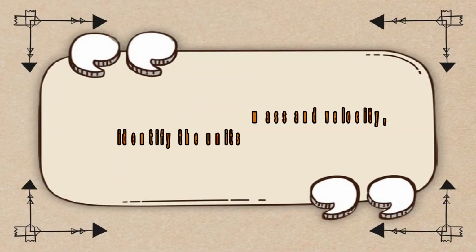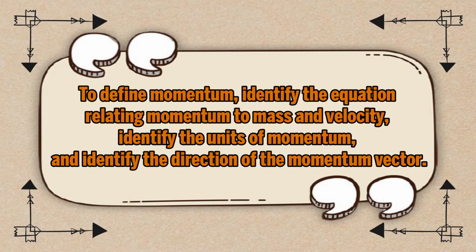But before we proceed to the main experimental proper, let us have a closer look at the objectives of the experiment. First, to define momentum, identify the equation relating momentum to mass and velocity, identify the units of momentum, and identify the direction of the momentum vector.